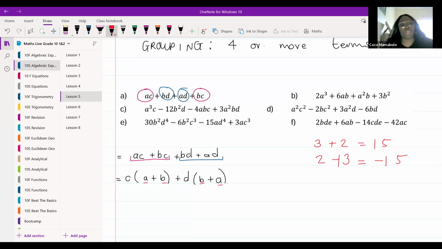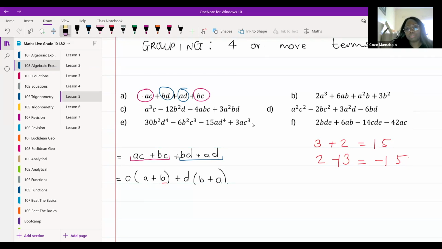Beautiful. Excellent work, guys. Okay, so it doesn't matter whether I take out my common bracket as A plus B or B plus A. Both of them mean the same thing. Correct, Abu. Addition order doesn't really matter. It doesn't matter at all.